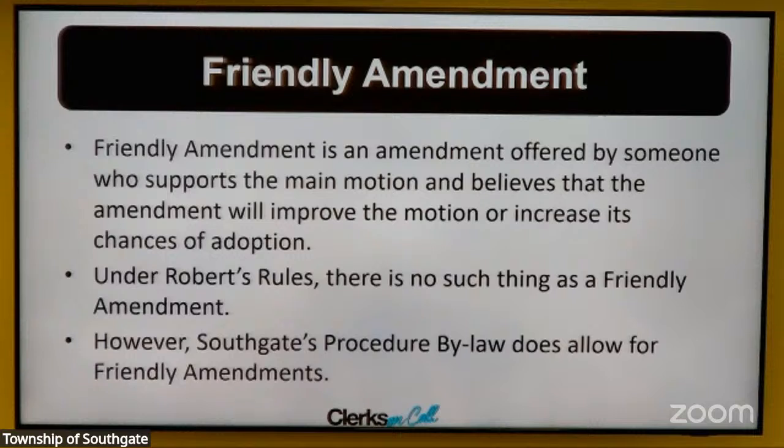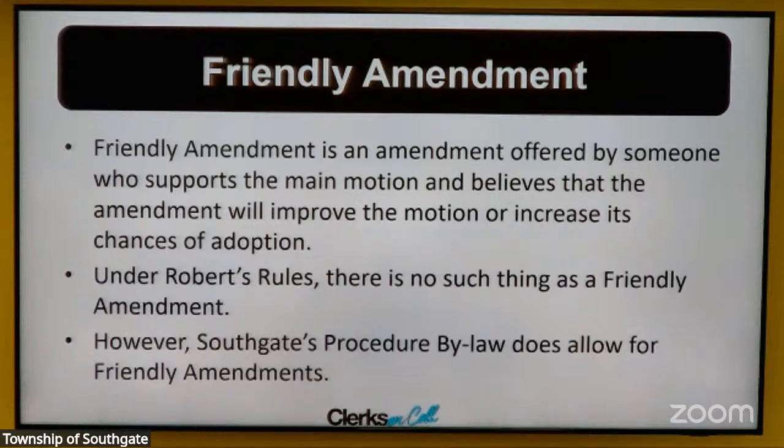While we're talking about amendments, Michelle and I have seen many councils that routinely use friendly amendments. The term friendly amendment, for those that aren't familiar, is often used to describe an amendment that's offered by someone who's in support of the main motion and believes that the amendment will either improve the main motion or increase the chances of the main motion being adopted. The intention really is to avoid moving a formal amendment, like I just talked about, that requires a seconder, debate, and ultimately a vote, and perhaps saving some time. And while Robert's Rules of Order does not permit friendly amendments, Southgate's procedure bylaw currently does allow for them.